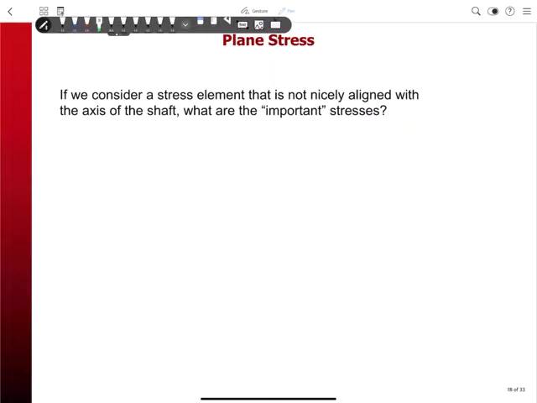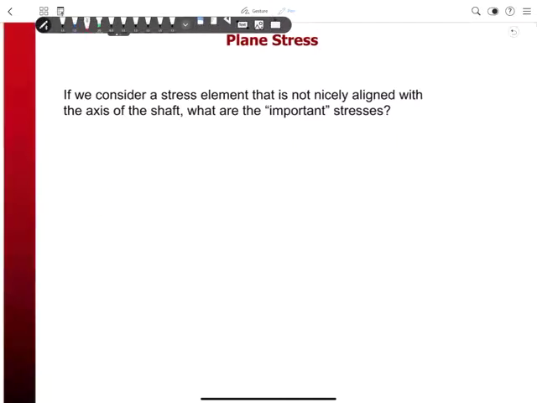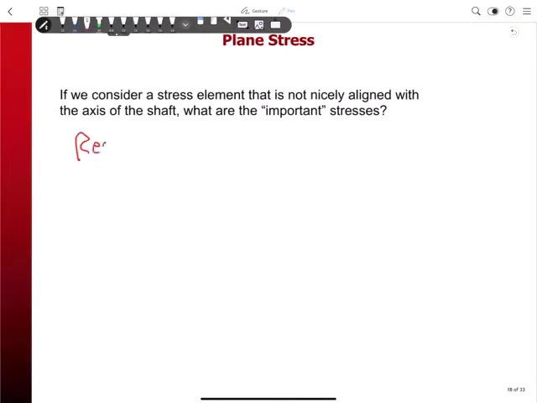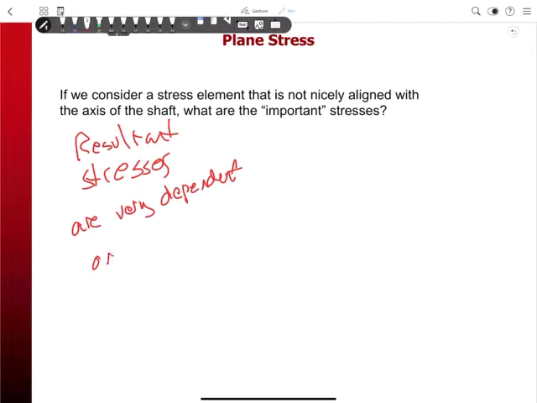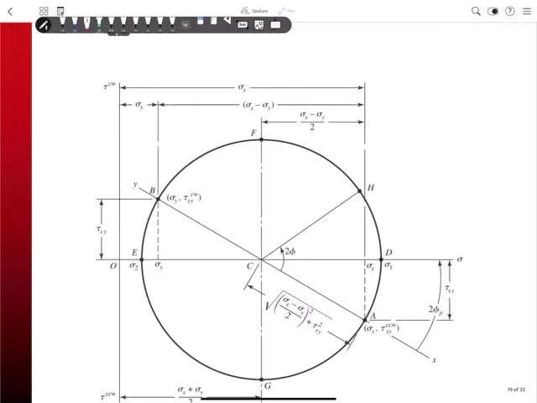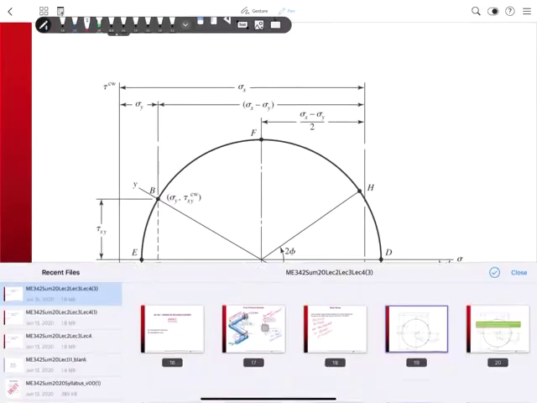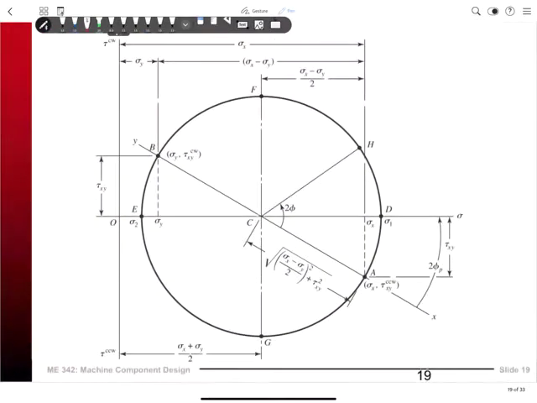So the resultant stresses, get rid of that, go back to this. The resultant stresses are very dependent on element orientation, right? And of course, everybody remembers our old friend, the unit circle, right?